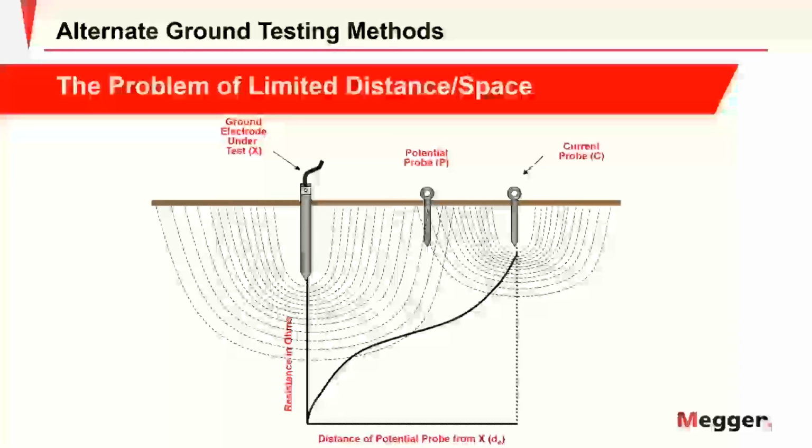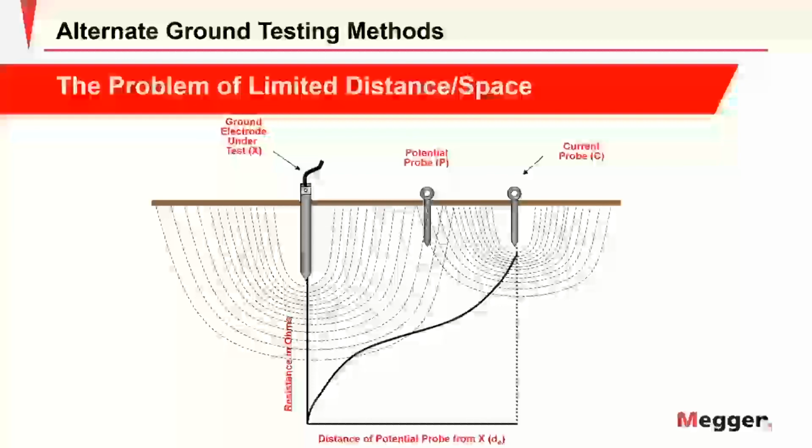And this is the problem that you're trying to overcome. This is where you have limited space and you can't get your current probe out far enough. So bear in mind that when you're doing your test, you're connecting to your ground that you're trying to measure, and then you're going to put a potential probe usually as far away as you can get it. And the point of the potential probe is to just set up a test circuit so that your tester has an electrical signal to recognize and make your measurement.